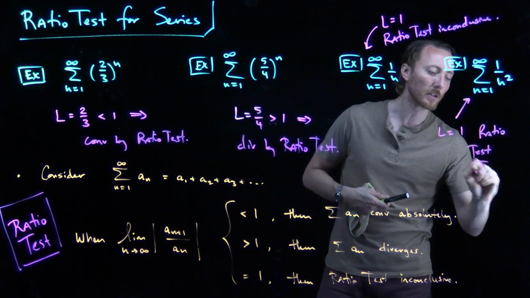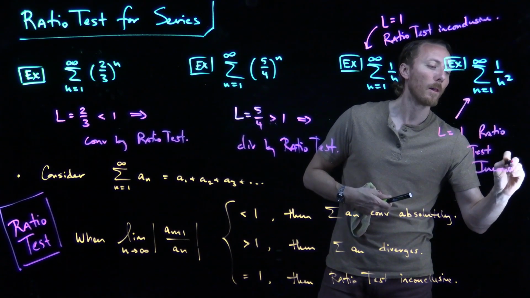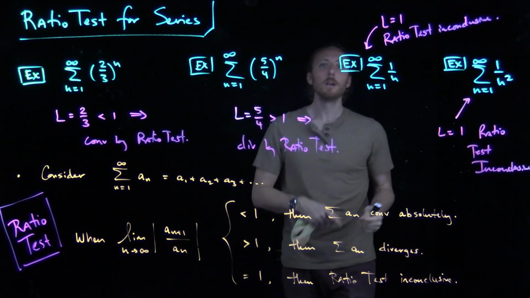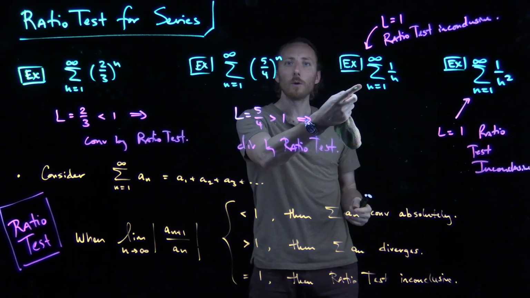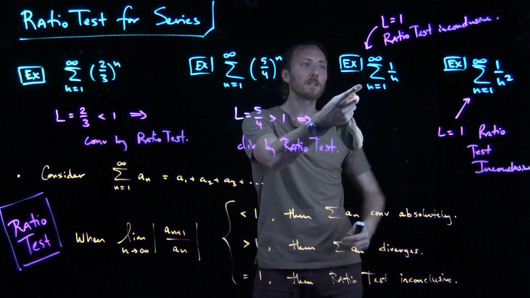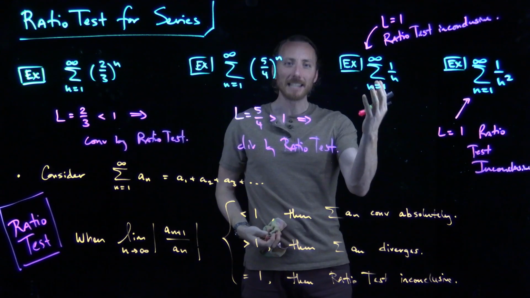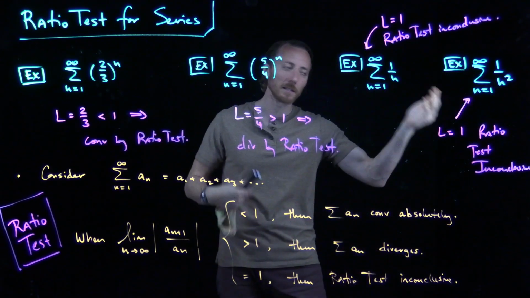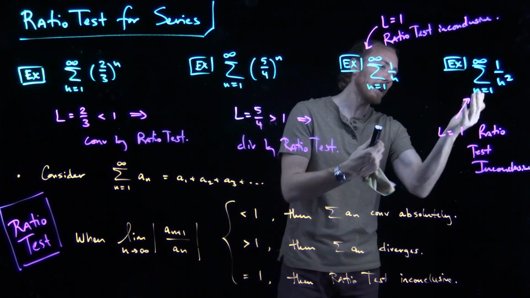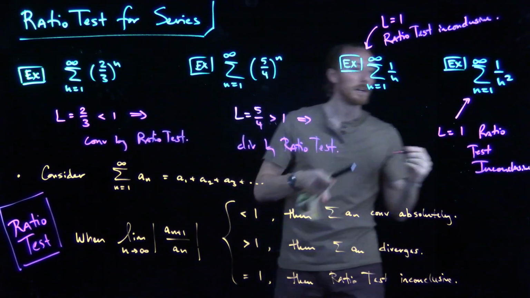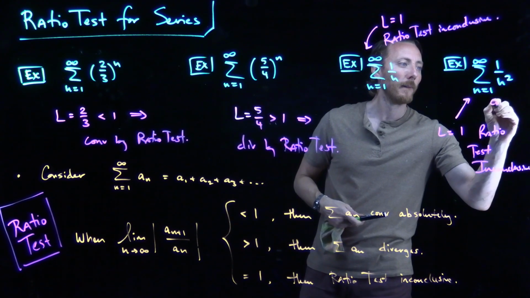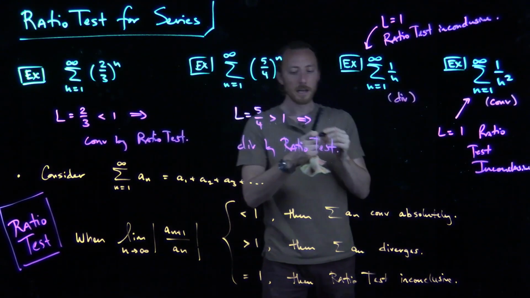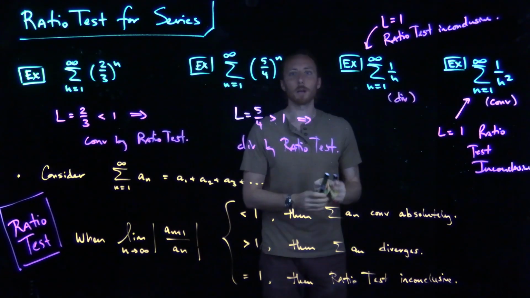Now why is the ratio test inconclusive when the limit associated with the ratio test comes out to be 1? Well, because sometimes when the limit is 1, you end up getting that for a divergent series, and sometimes, like 1 over n squared, this is a p-series that converges. Sometimes L equals 1 occurs on a convergent series. So L equals 1 occurred here on a convergent series, and L equals 1 occurred here on a divergent series, so the ratio test can't tell you what's happening when L is 1.